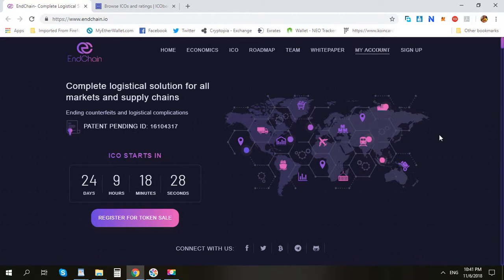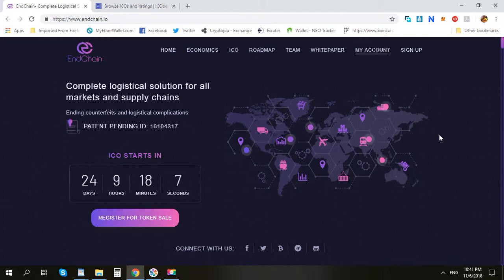Today, I would like to review the Endchain ICO. I think this is one of the best projects this year. Endchain is a logistical solution for all the market and supply chains. This project will help you to track your products from the manufacturer to the users, and then all the information will be saved on the blockchain.